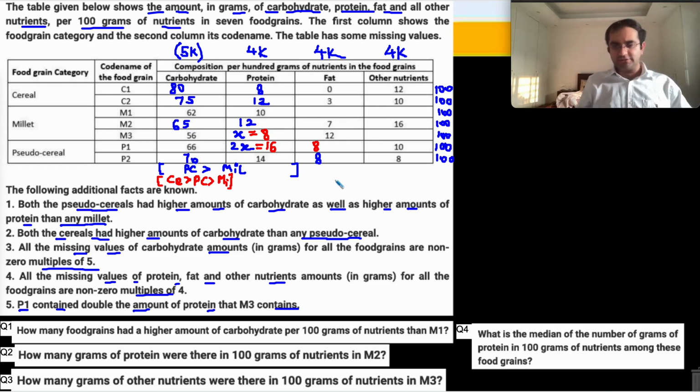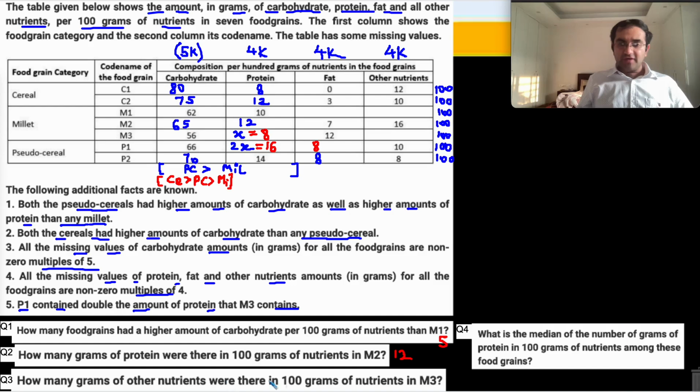If we need the other two values, we will definitely mark them. How many food grains had a higher amount of carbohydrate per 100 grams than M1? Carbohydrate more than M1, more than 62. Greater than 62: 80, 75, 65, 66, 70. So 5 is the right answer. How many grams of protein were there in 100 grams of nutrients in M2? M2 protein is 12. 12 is the right answer.